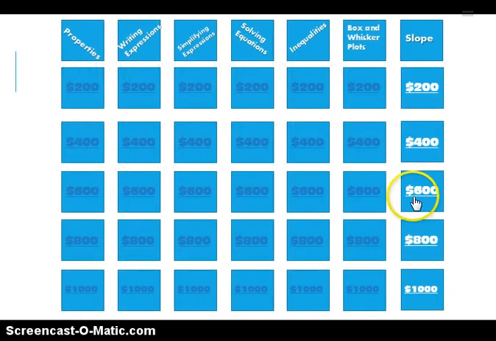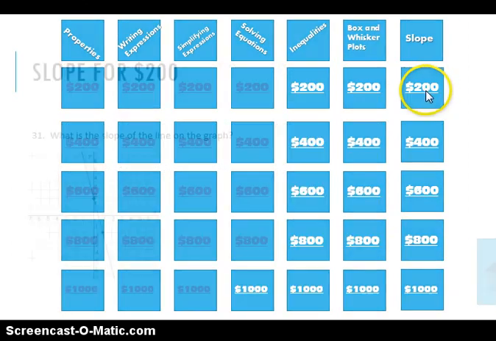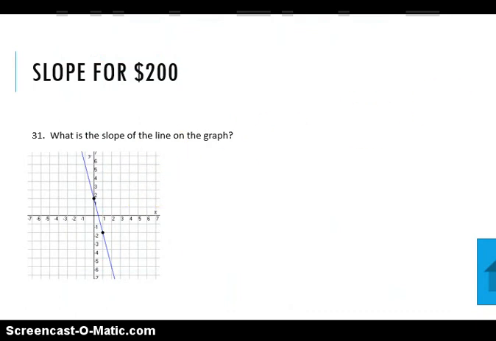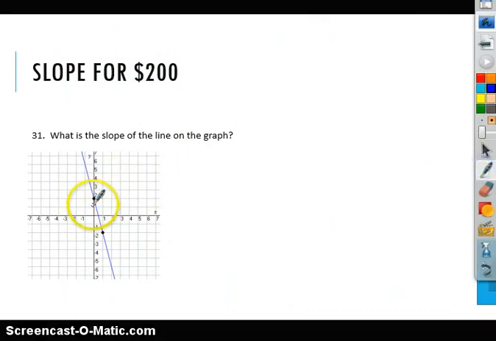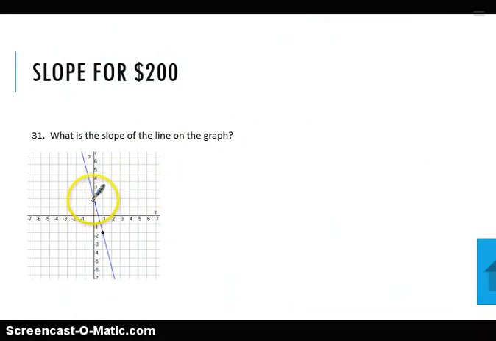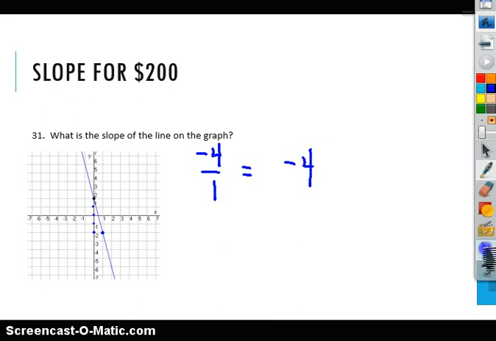So let's finish up with the category of slope. Slope for 200. What is the slope of the line on this graph? So, counting the rise first, start on the left. 1, 2, 3, 4. That is a negative 4 for the rise because we went down. And then here we moved 1. Don't leave it that way. That one is negative 4. Make sure you simplify to the lowest terms.